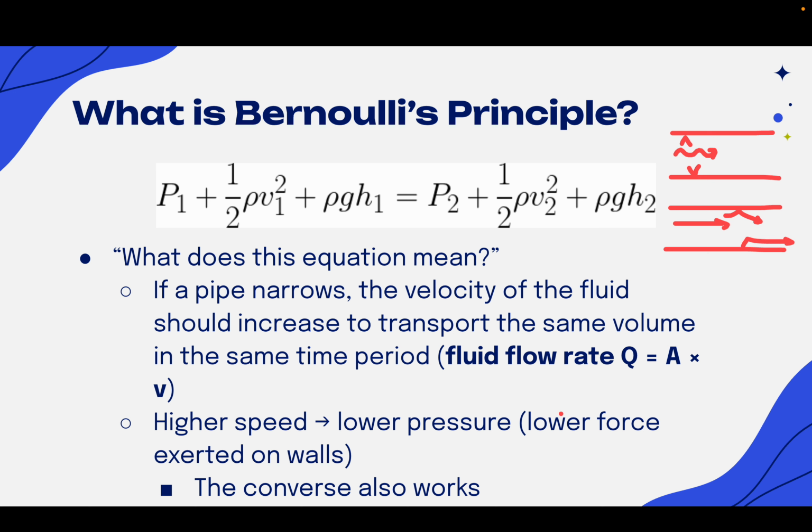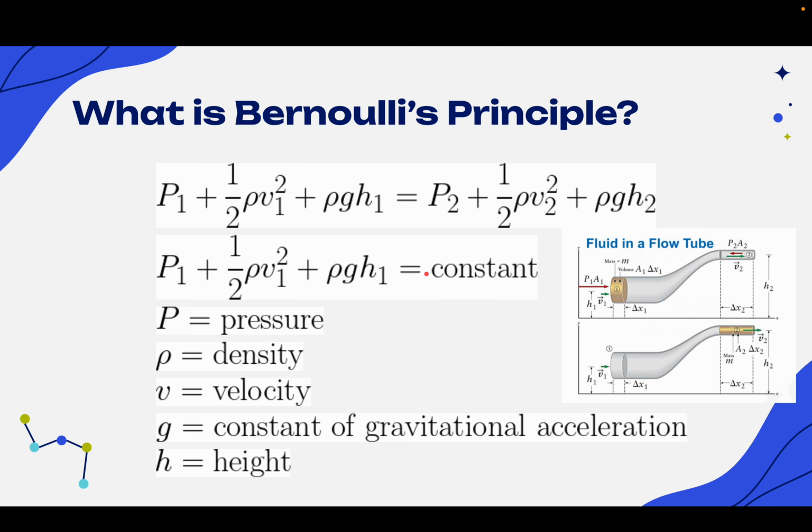And the converse also works. So lower pressure causes a higher velocity. We can also see this in the equation. If velocity increases, the pressure must decrease, since this value is a constant, as we saw here.